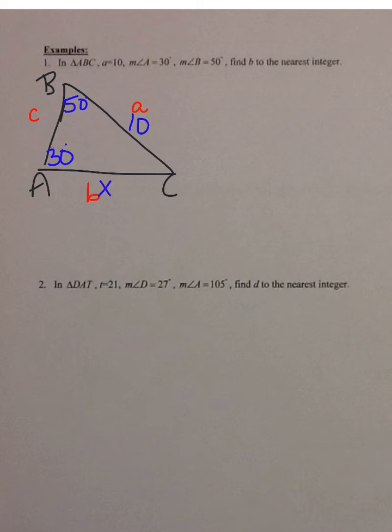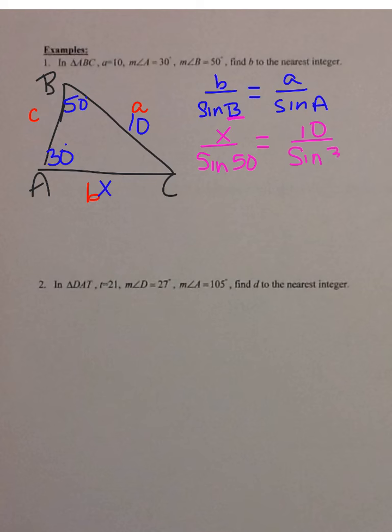for side B. So my proportion would be B over sine of B equals A over sine of A. So now we're going to plug in. So little b is x, and I want sine of angle B. So sine of 50 equals little a, which is 10, over sine of angle A, so that's sine of 30. So I'm going to cross multiply. So I get x sine 30, I like to put the x in front, equals 10 sine 50. You're not going to plug anything into the calculator until the end. So remember, we're solving for x, so divide both sides by sine 30.